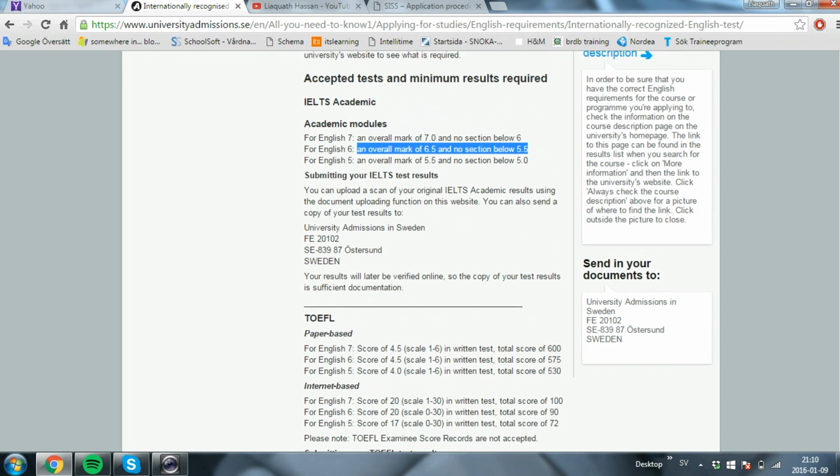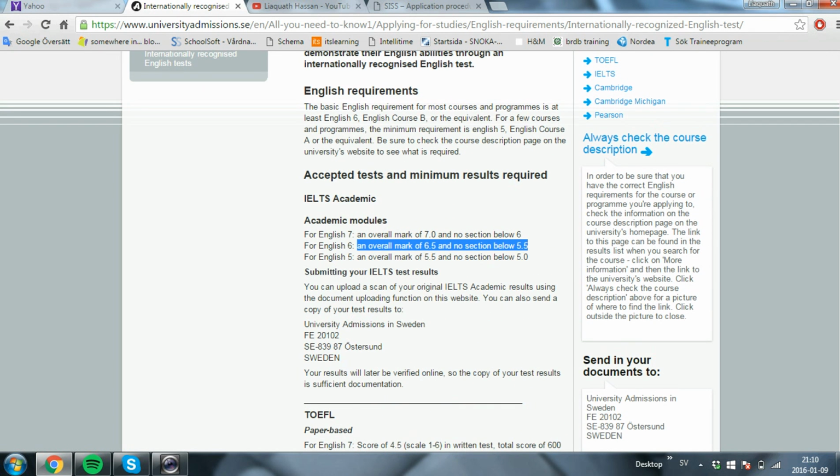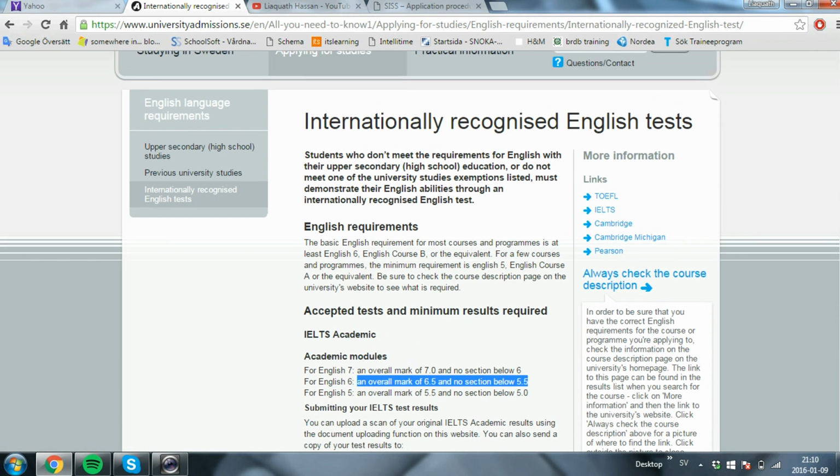And you can of course upload this result. And then, one other question people ask is, if I don't have IELTS, how can I apply? Yeah, of course you have another opportunity.